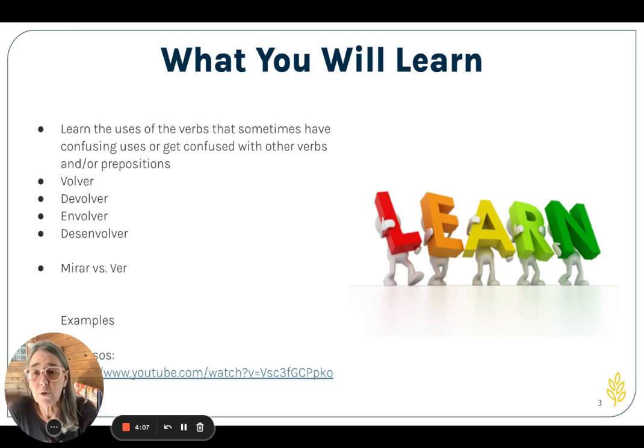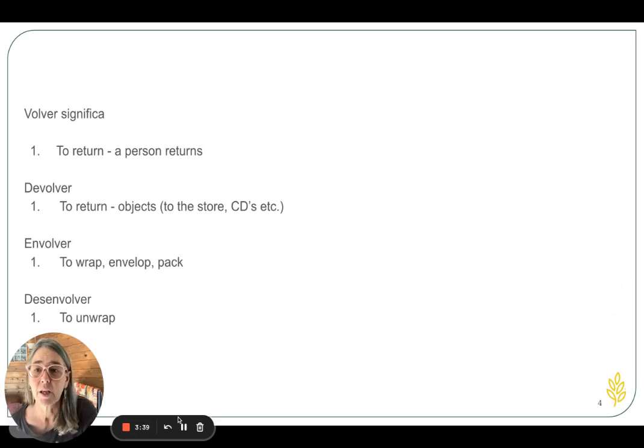So today what we're going to work on and learn is the use of different verbs that can sometimes be confusing and feel like they should mean the same thing. So for example, volver versus devolver, and then we're going to expand that into envolver versus desenvolver. We're also going to talk a little bit about the verbs mirar and ver, and we'll use a few examples with that. So volver significa to return.